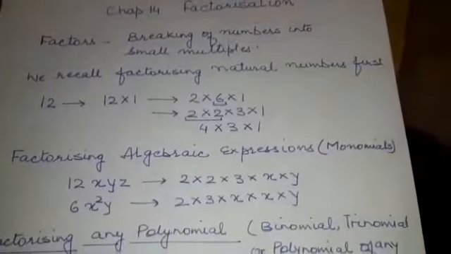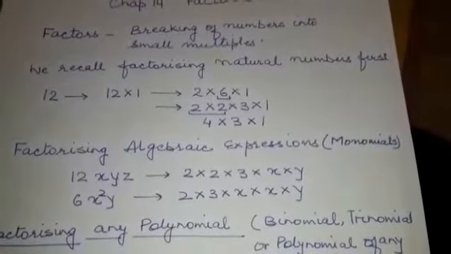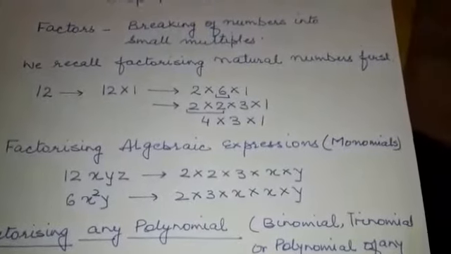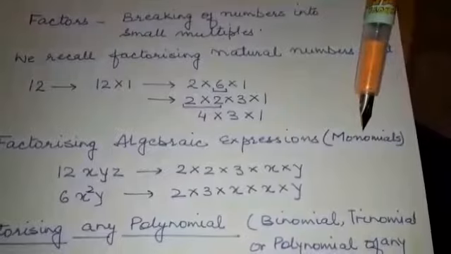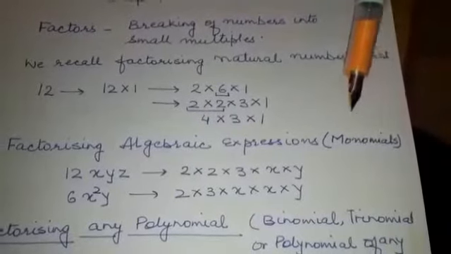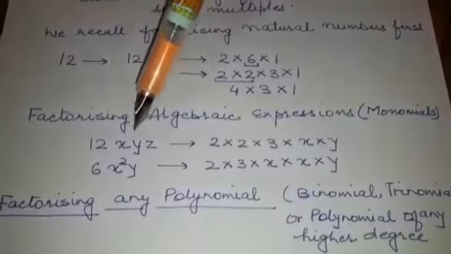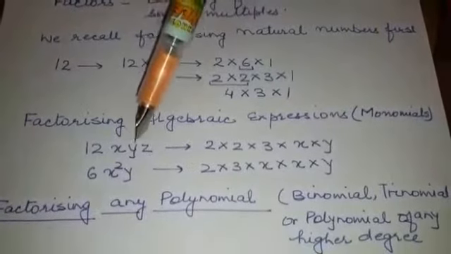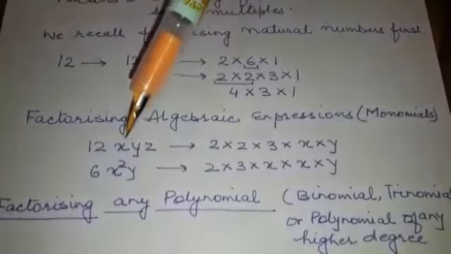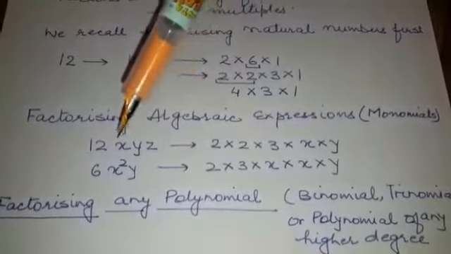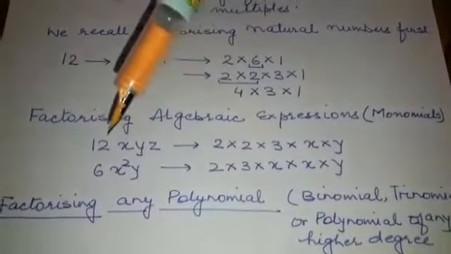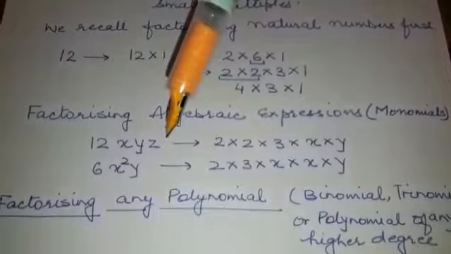Now we proceed further for understanding what is factorizing of algebraic expressions. Let's start with monomials. Monomials means any algebraic expression with one term. Here we take 12xyz. We see the relation between 12, x, y and z is the product. There is no sign of plus or minus here. So all these terms are multiplied.